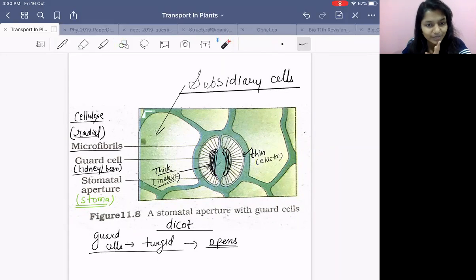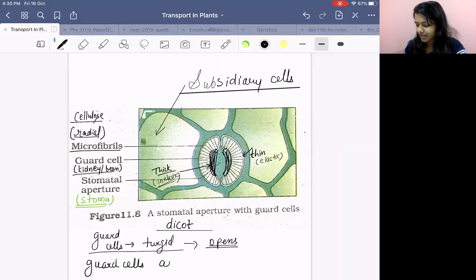So when does transpiration happen? When the guard cells are turgid, then stomata open. What can be the next question? When does it close? When water will not be there. And if it is not there, what will you say? When guard cells are flaccid. Is it clear?